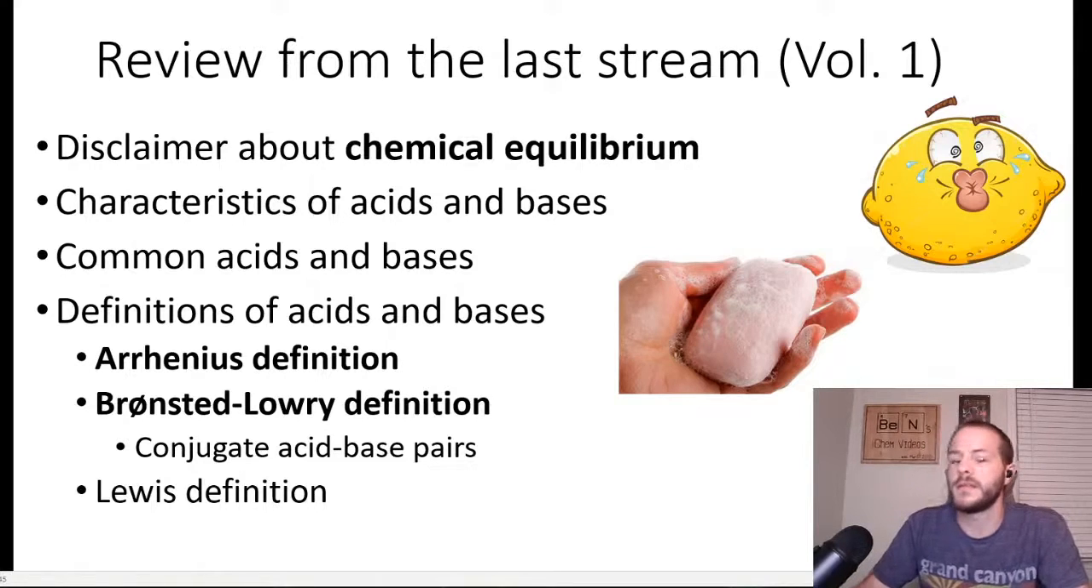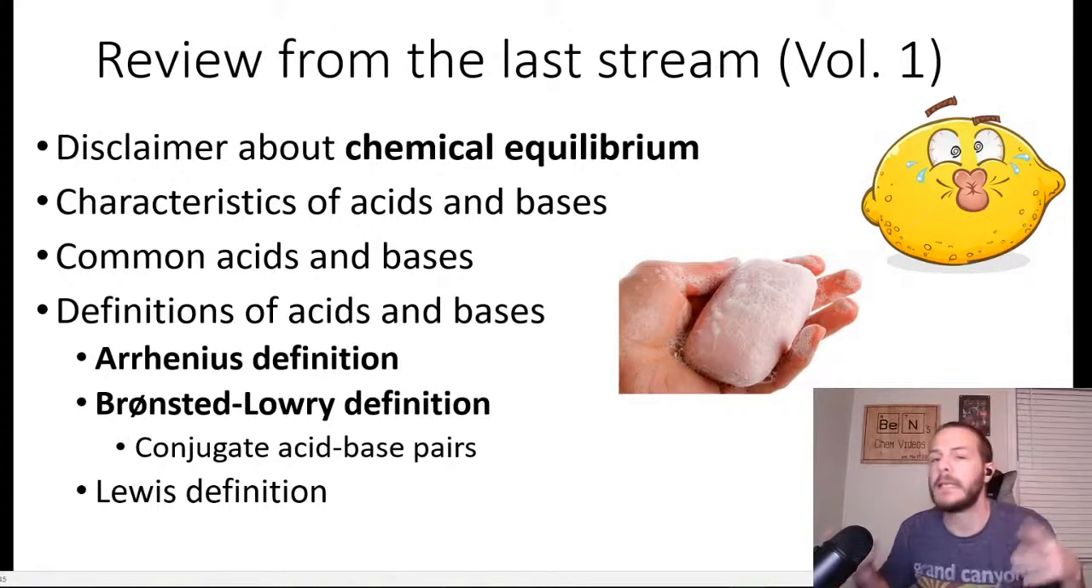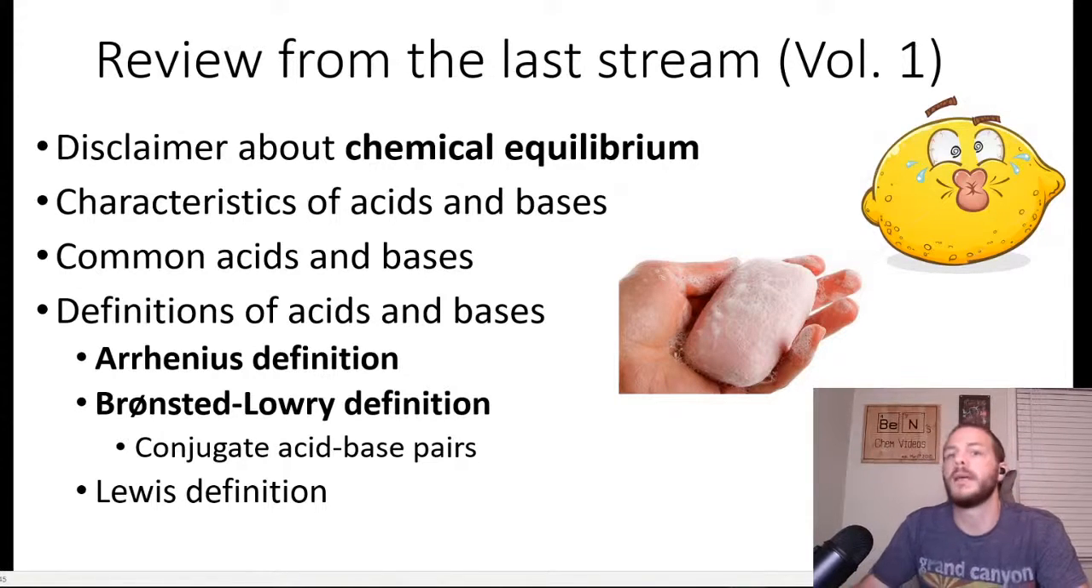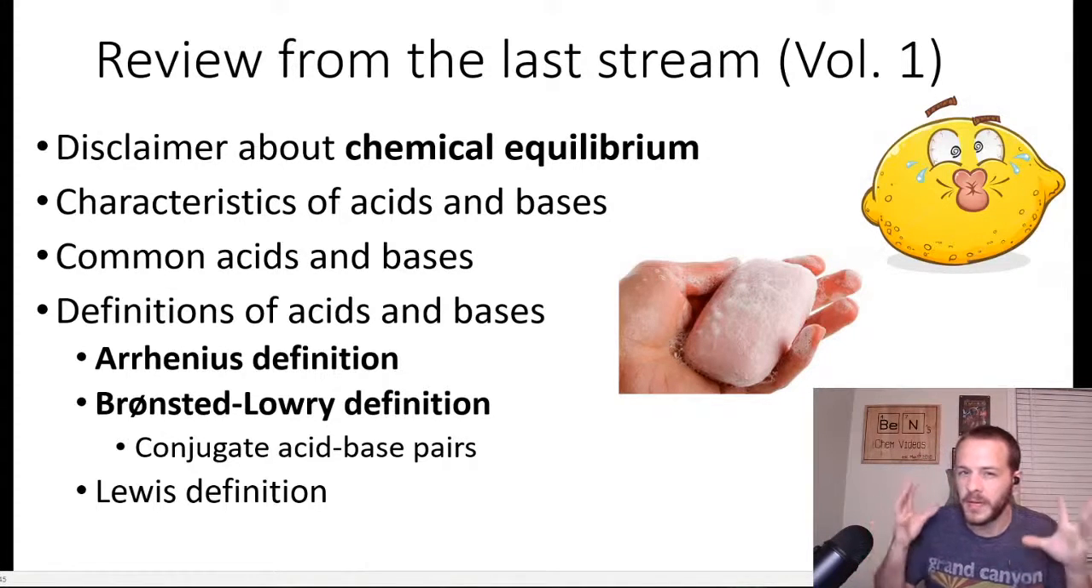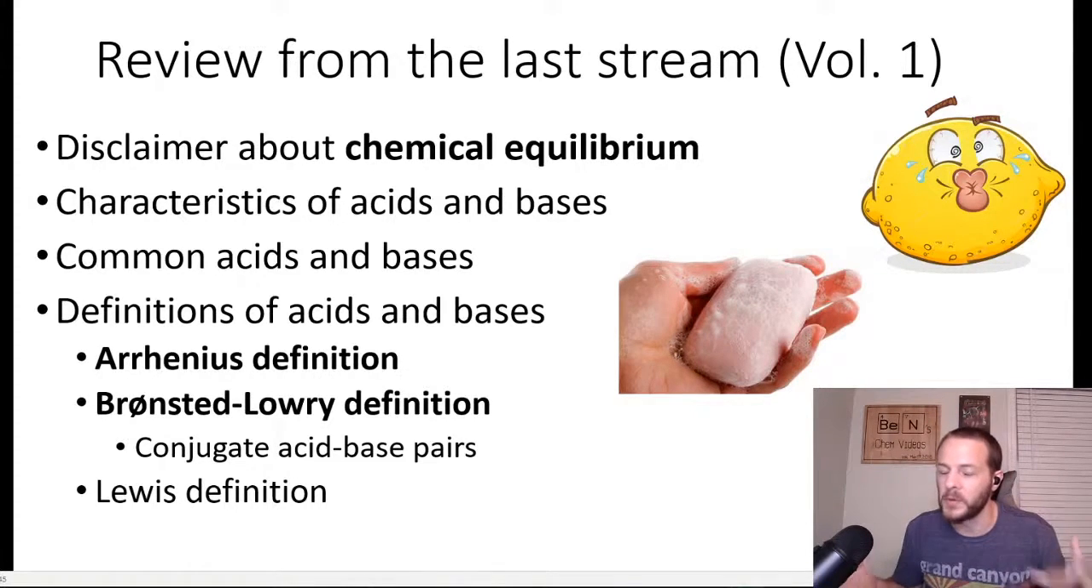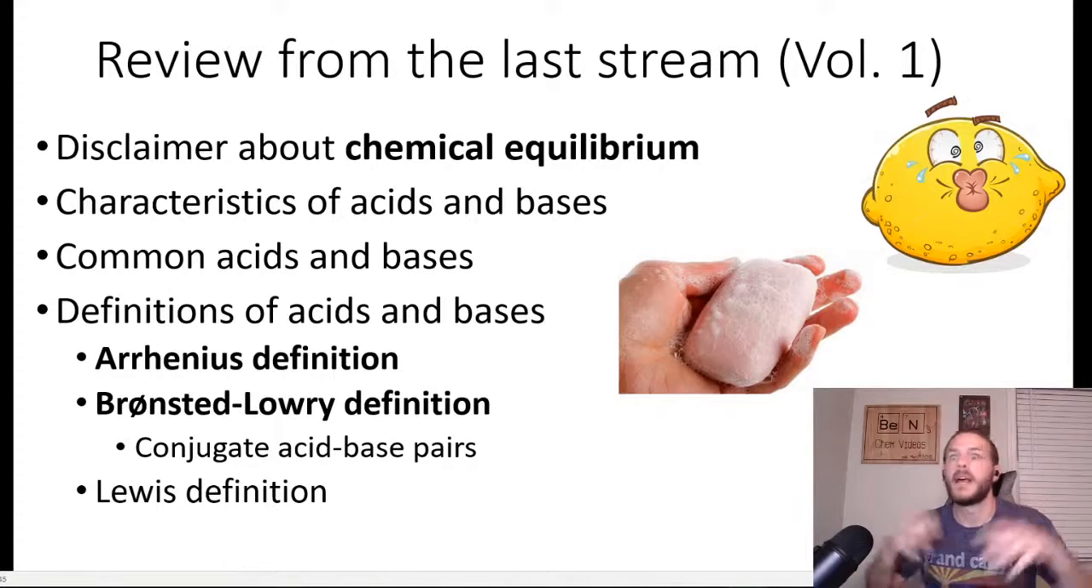We started that discussion off with a short disclaimer about chemical equilibrium. What I said was that chemical equilibrium is kind of a prerequisite for understanding acids and bases. If you don't have a solid understanding of equilibrium, you don't have much of a chance of understanding acids and bases.